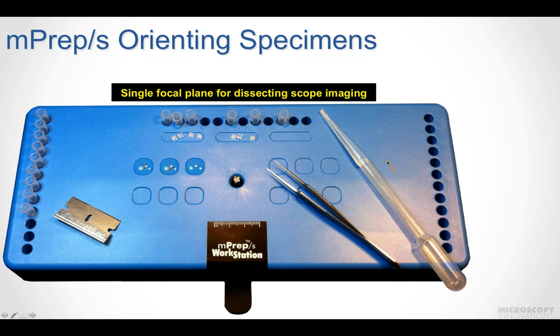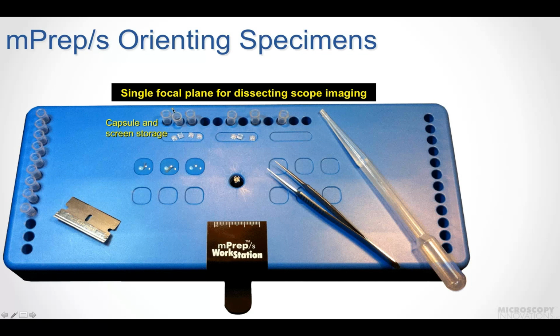So let's now explore the orientation using the mPrep S capsules. Orientation is most easily done, and in some cases only done, using the mPrep workstation. The workstation is a large flat substrate of soft polyethylene that's designed for dissection. It's all one focal plane, so that you can place this under a dissection scope and be in focus anywhere on the table here.